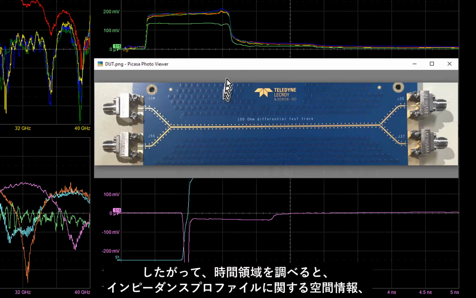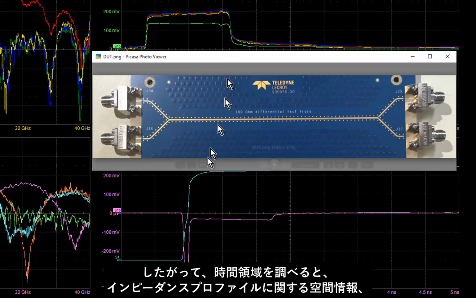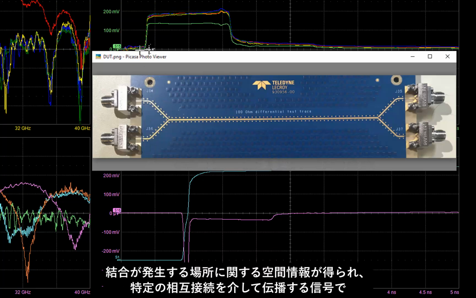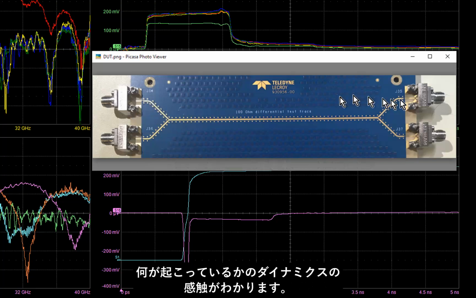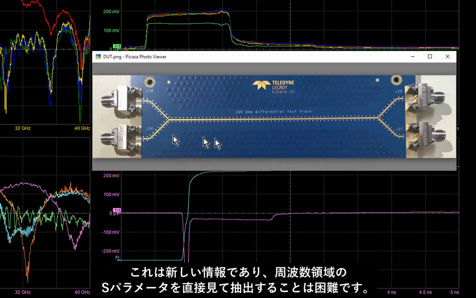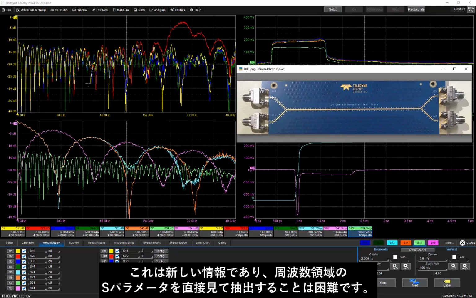So we see that by looking in the time domain, we get spatial information about the impedance profile, spatial information about where the coupling occurs, and we get a feel for the dynamics of what is going on with the signal propagating down the particular interconnect. This is new information that is hard to extract directly looking at the S parameters in the frequency domain.